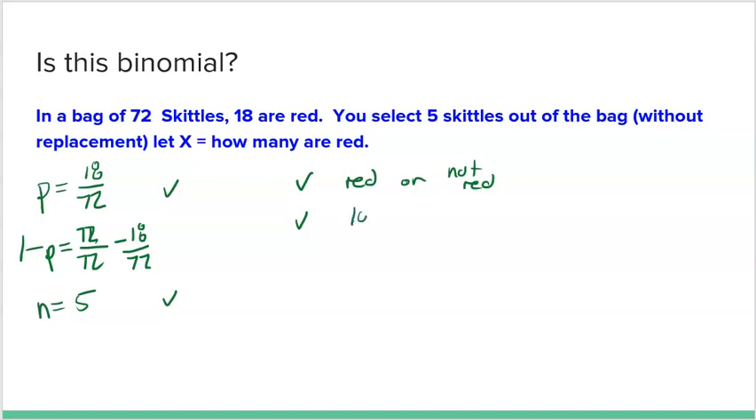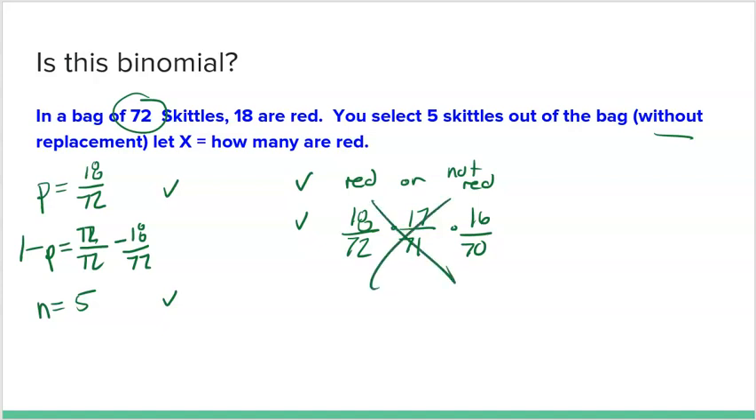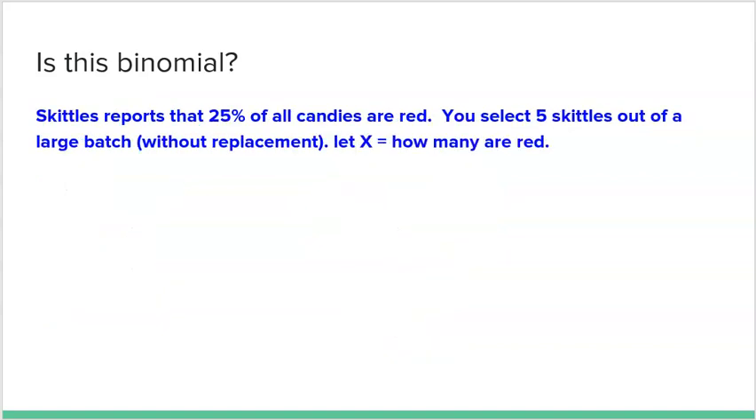The first has an 18 out of 72 chance of being red. But without replacement, the next Skittle is 17 out of 71. And then the next Skittle is 16 out of 70. That's a problem. With such a small amount of Skittles, every time I take one out, red or not red, I'm changing the probability of what happens next. So sorry, this is not binomial for that reason.